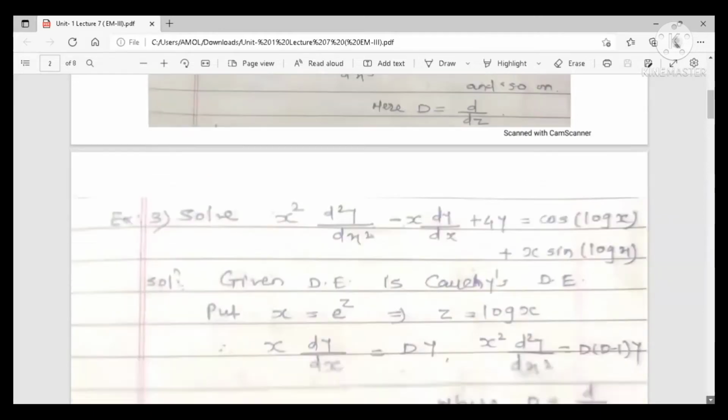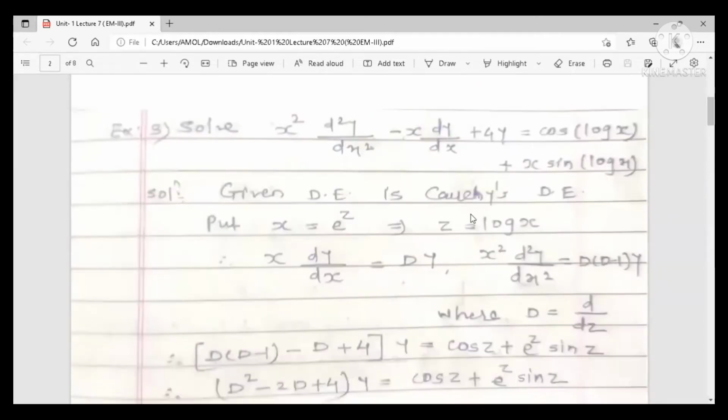Now, one example. Solve x square into d2y by dx square minus x into dy by dx plus 4y is equal to cos of log of x plus x into sine of log of x. This is the given equation. We want the solution for this equation. Now check whether it is an LDE. If it is not an LDE, then is it a Cauchy's equation?